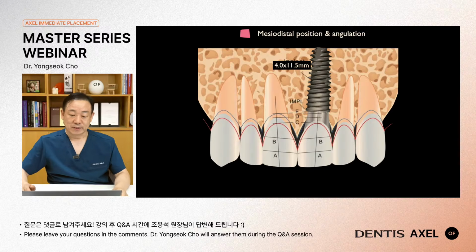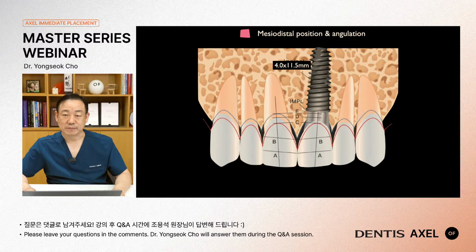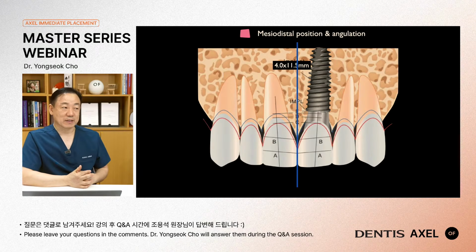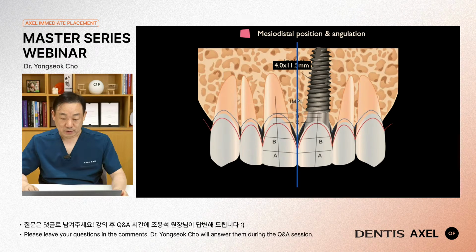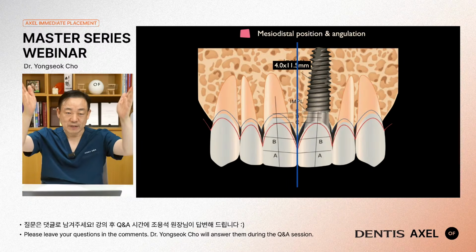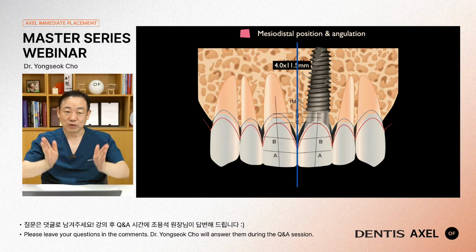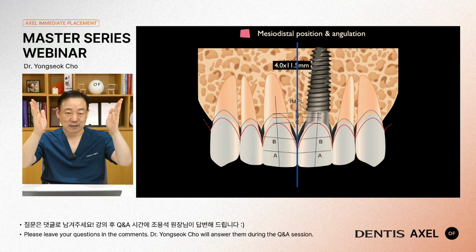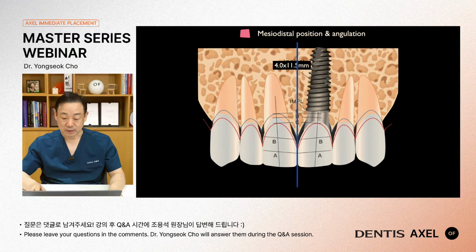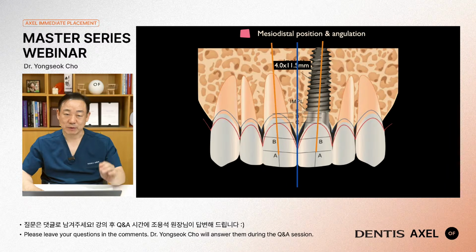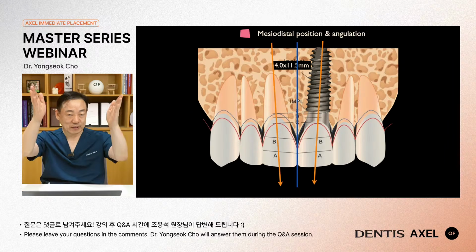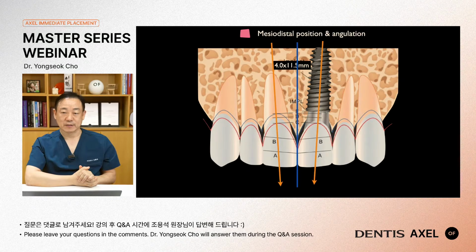Okay, here is the mediodistal position and angulation. Look at the natural tooth root axis in the anterior maxilla. It is slightly medially tilted. The root is toward the distal, slightly distal, not too much. So we follow the axis of the implant. We mimic the axis of the implant with the natural tooth root, so it is slightly medially tilted.